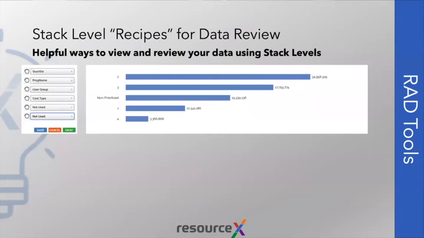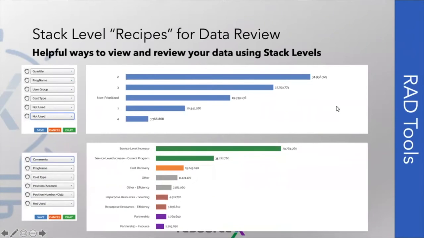So there's, in this example, $34.9 million in quartile 2. By clicking on that to expand out, you would be able to see all the programs that make up that quartile 2 total number.